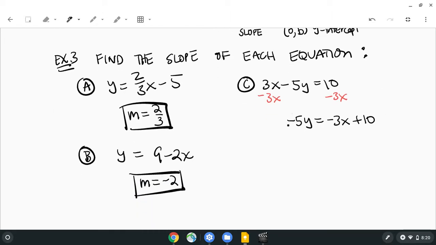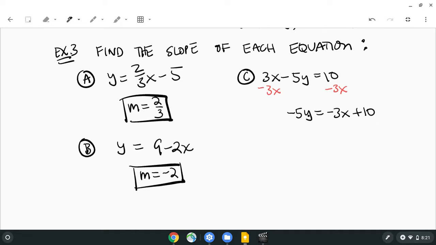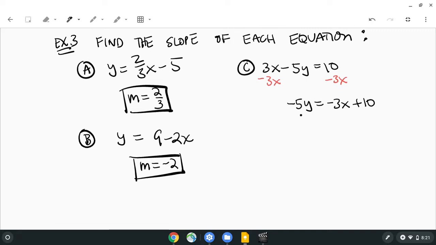Okay, we are almost there. We just need to get the y by itself. So I'm going to go ahead and this is multiplying by -5. So the opposite is to divide. So I'm going to divide everything, all three of these, by -5. So divide that one, and that one. Okay, and so here we get the y by itself.